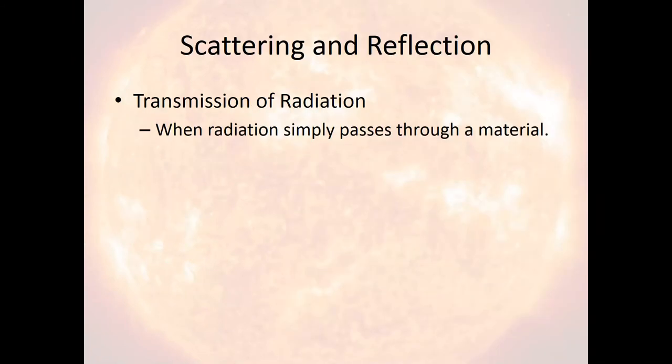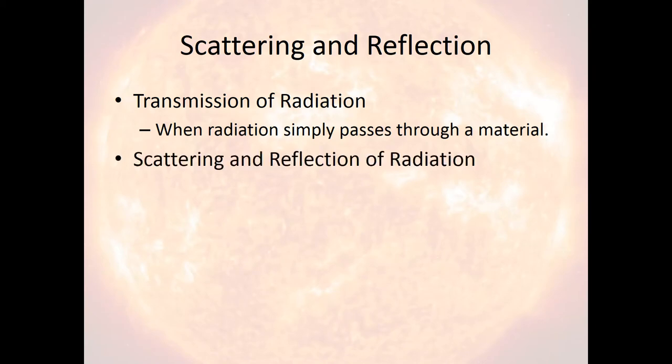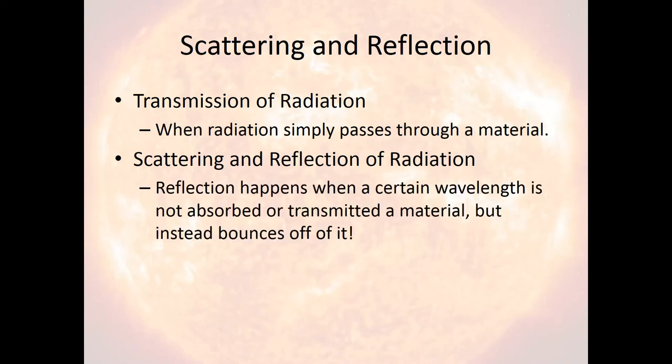Now, absorption isn't the only thing that happens. I also mentioned scattering and reflection. Before I get into that, let me briefly mention what's called transmission. Transmission is just transparency. Radiation simply passes through the material. On the other hand, we have scattering and reflection. Reflection happens when a certain wavelength just bounces off the object. So it hits the object, bounces off the object. Approximately 24% of sunlight that enters the Earth's atmosphere bounces right off.